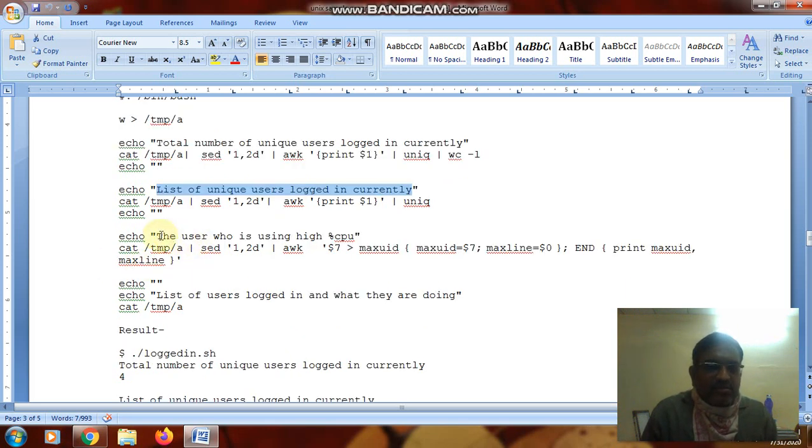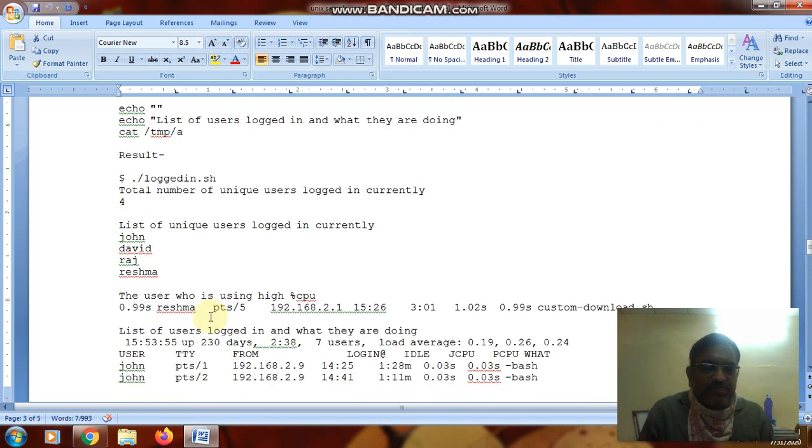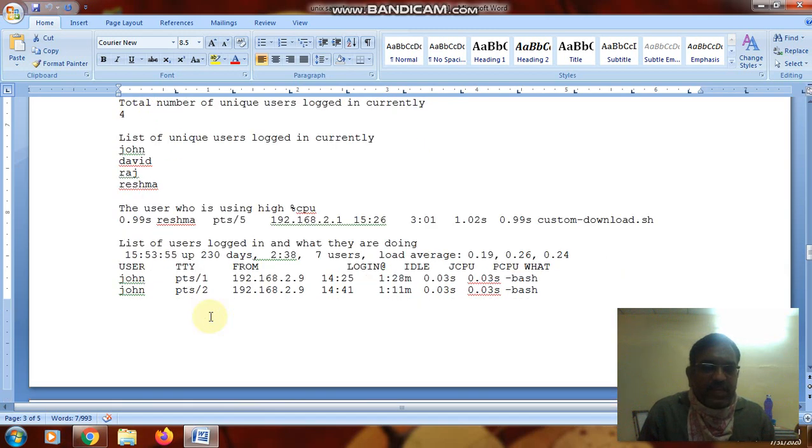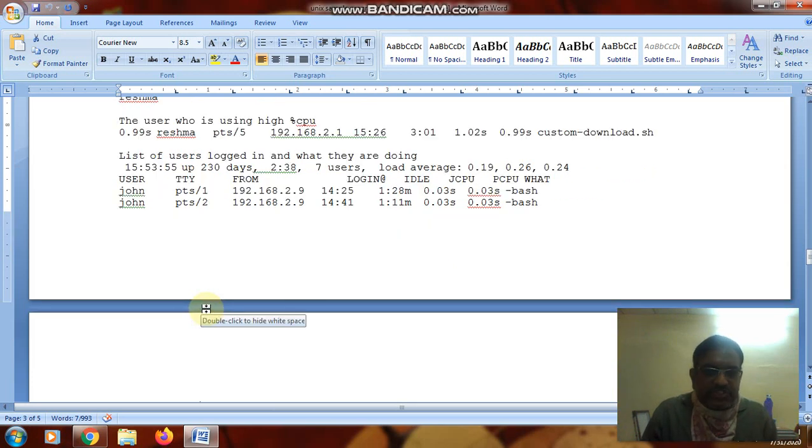And one more thing, next one: the user who is using a high percentage of CPU. So here SED AWK used 7, then others. So with this help, it will provide the data: who is logged on, who is performing the task, from which time to which time they performed the task, and what the session duration is.